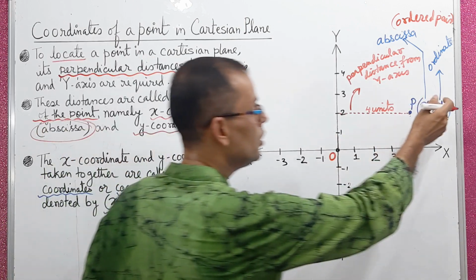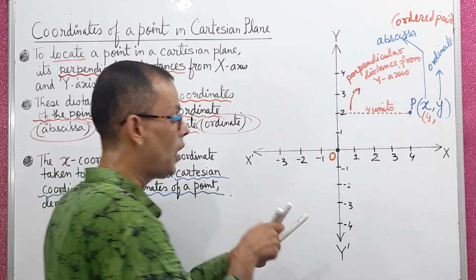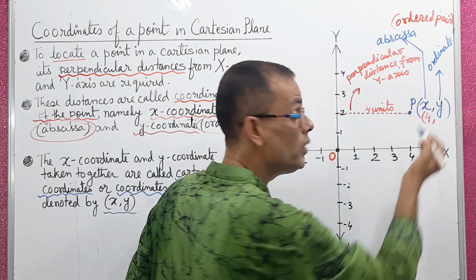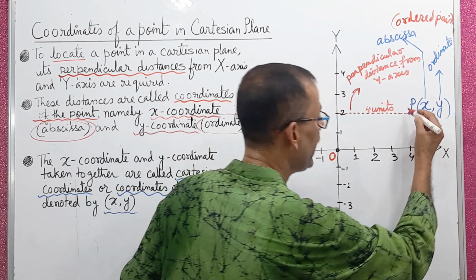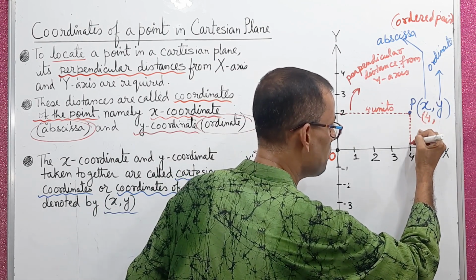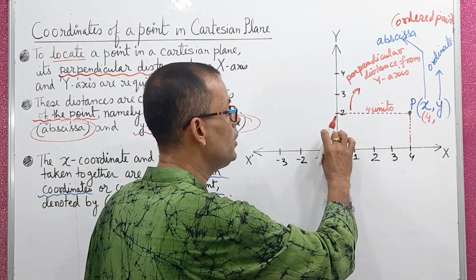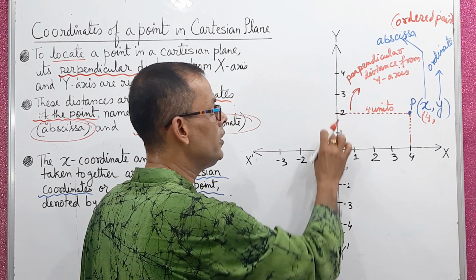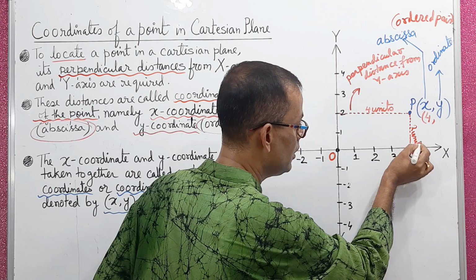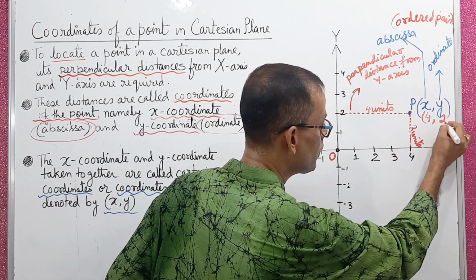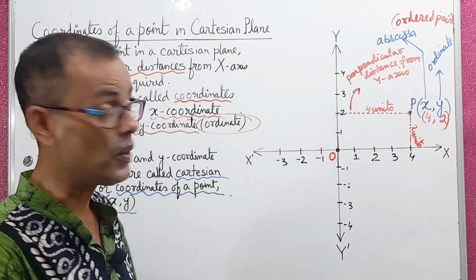Now, to find out the coordinate of y, we have to take what? Perpendicular distance from the x-axis. Just the opposite. Perpendicular distance from the x-axis. But we have to measure along the y-axis. So along the y-axis is what? 2 units. So I can write this one as 2 units. So this will become 2. So 4, 2. So this is very interesting one.